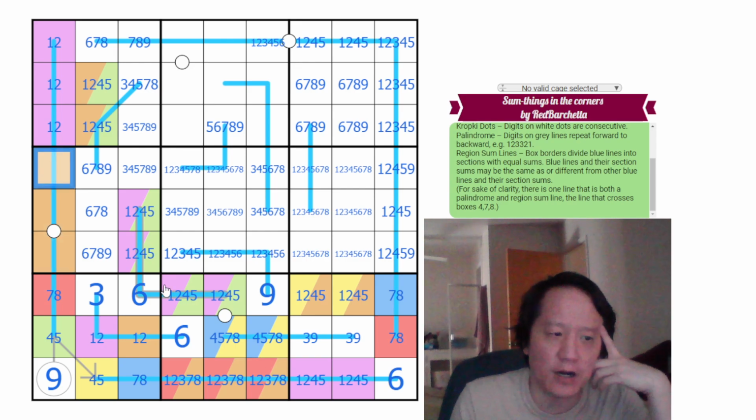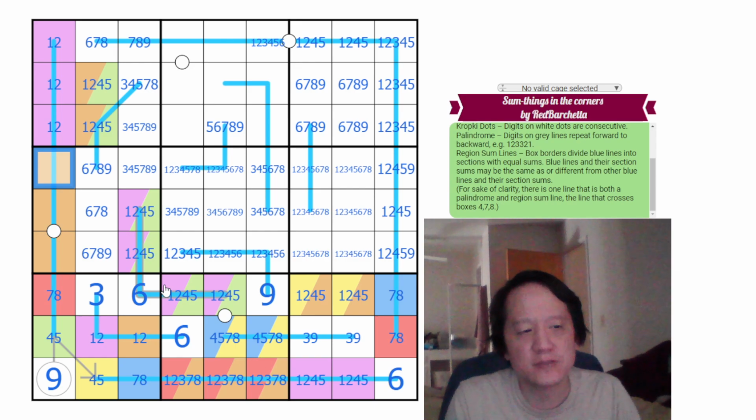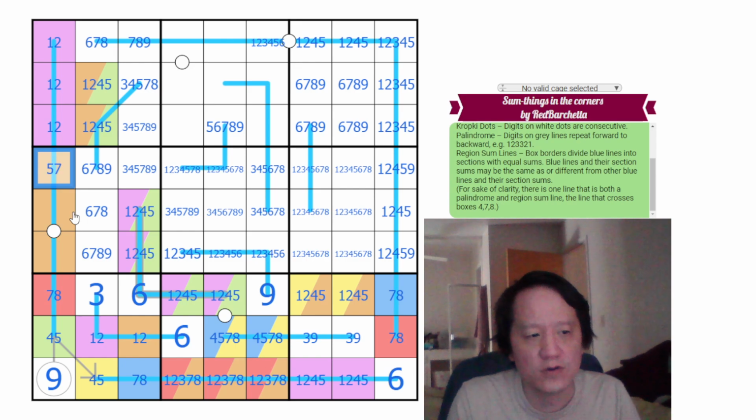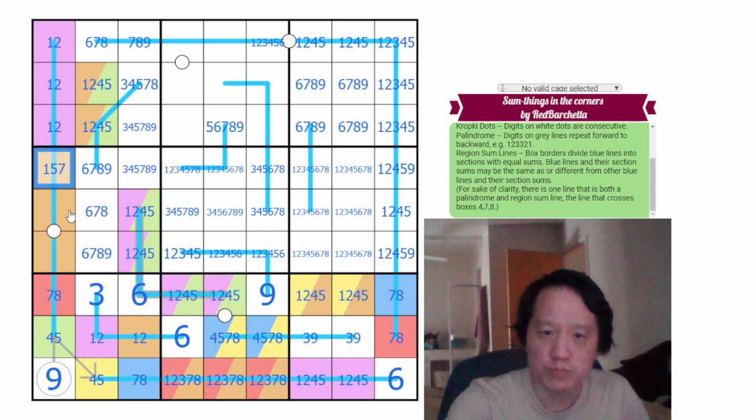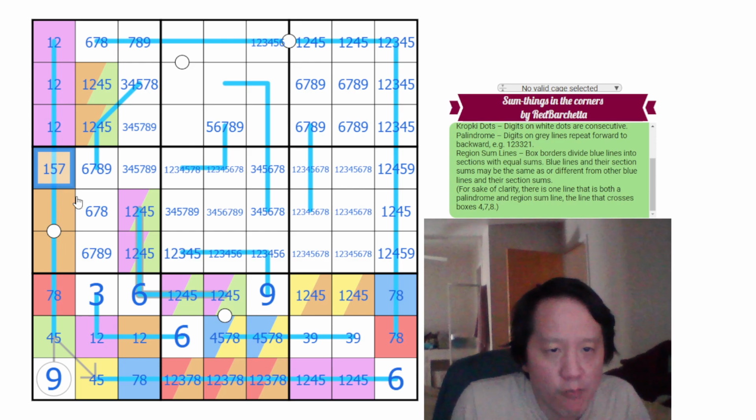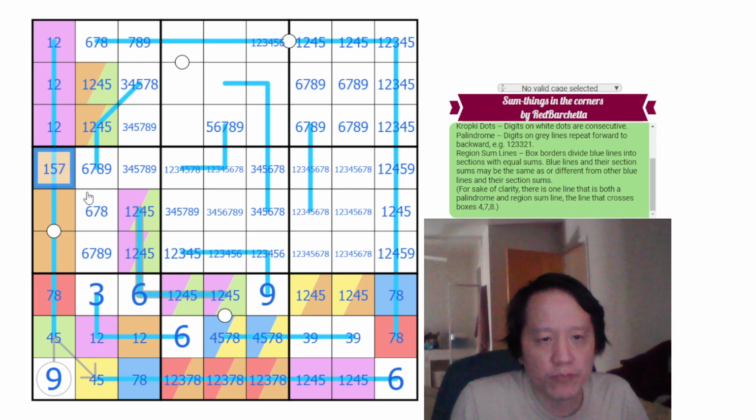So this has to be odd, which means it's what? It cannot be 1, 2. So it could be 2, 3, in which case that's 7. It could be 3, 4, in which case that's 5. It could be 5, 6, in which case that's 1. It cannot be 4, 5, though. So we know for certain this is 1, 5, or 7.